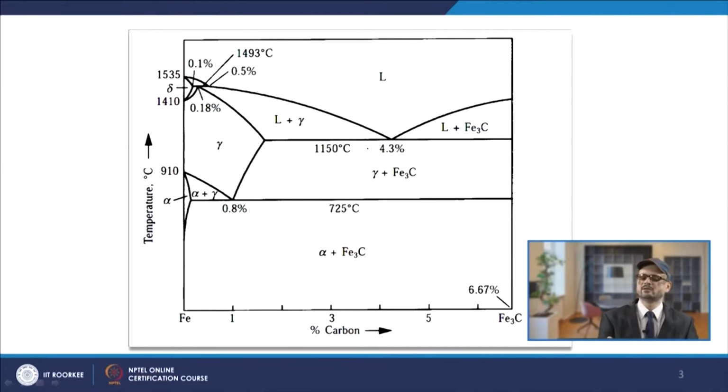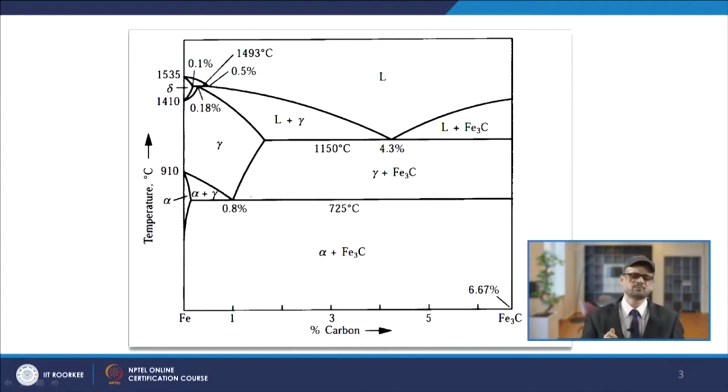So, cast iron is the one where carbon will be there in the form of graphite, or you may also have Fe3C, that we will discuss later. Now, you will have hypo-eutectoid and hyper-eutectoid steels. If you have steel of carbon less than 0.8%, then it will be hypo-eutectoid steel, and if it is more than 0.8%, then it will be hyper-eutectoid steel.